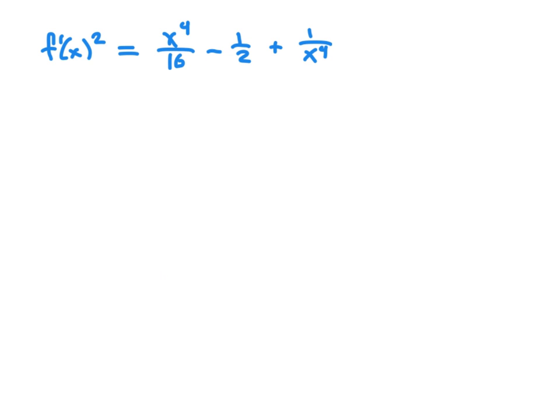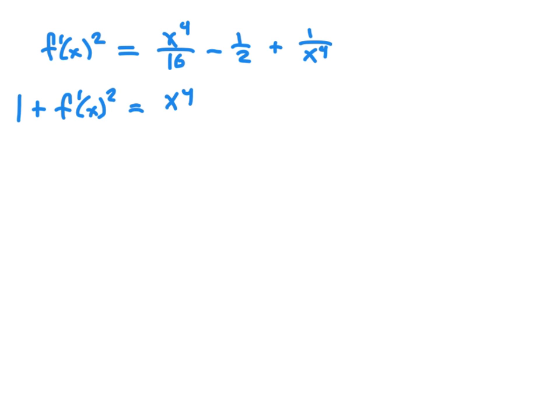So in keeping with our goal to find the square root of 1 plus the derivative squared, the next step is to add 1 to our derivative squared. So we want to compute 1 plus f prime of x squared, which means we want to add 1 to this expression, x to the 4th over 16 minus 1/2 plus 1 over x to the 4th.